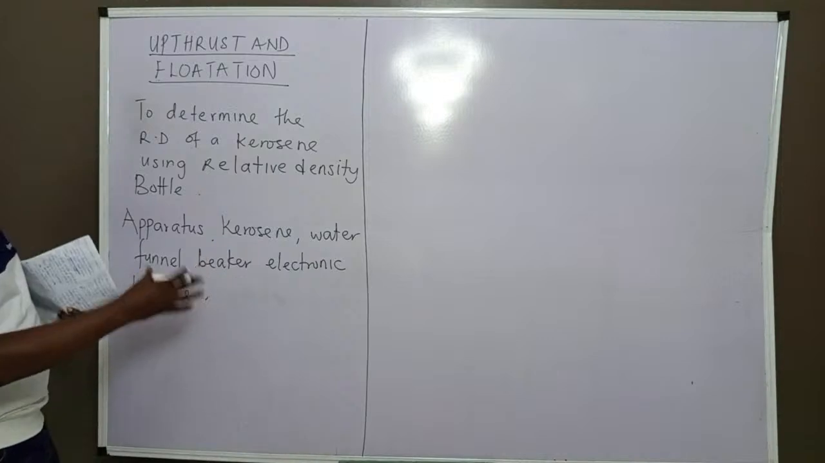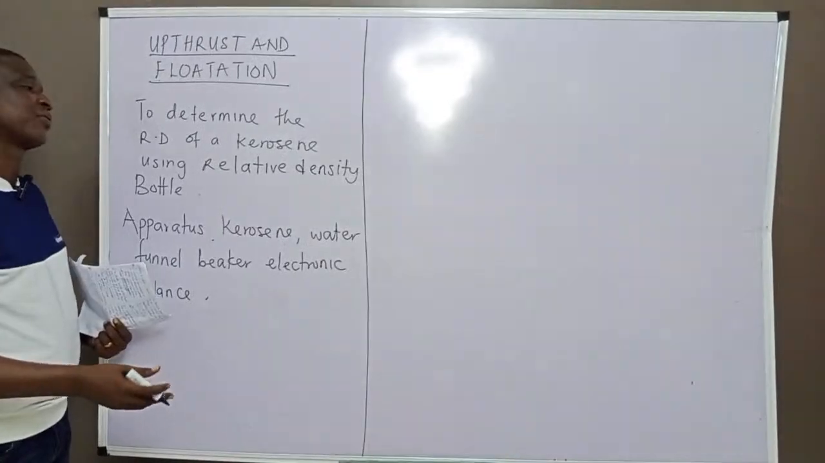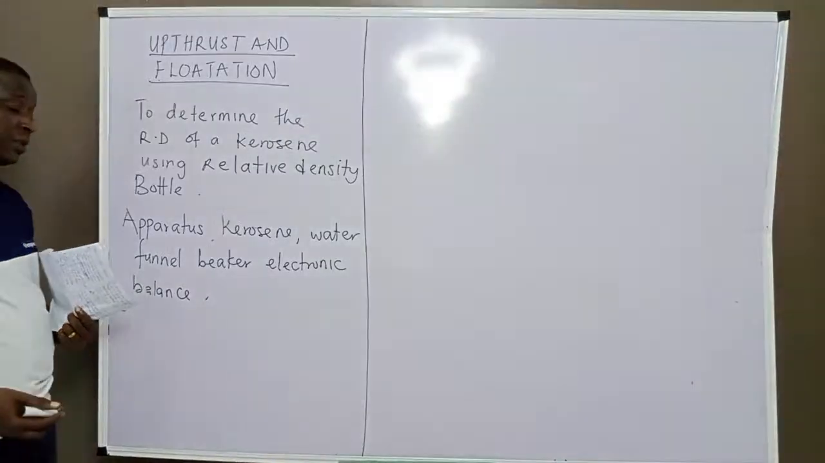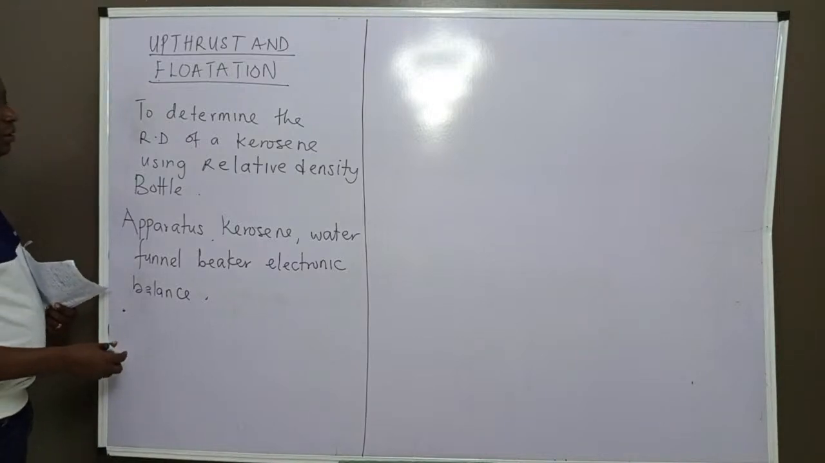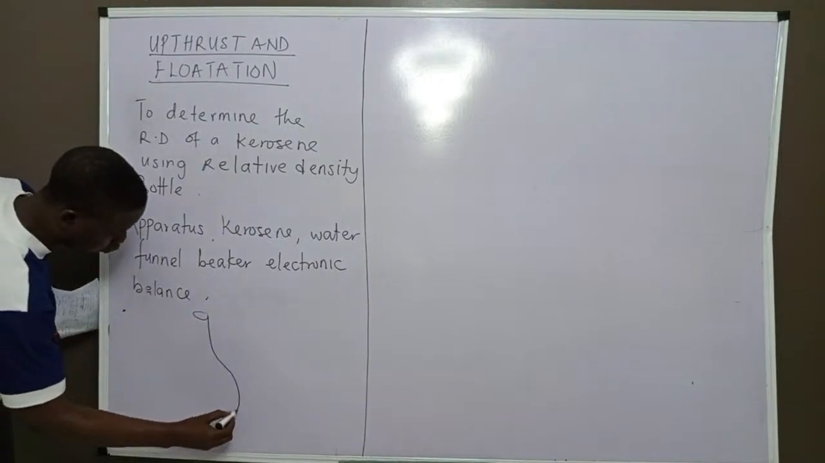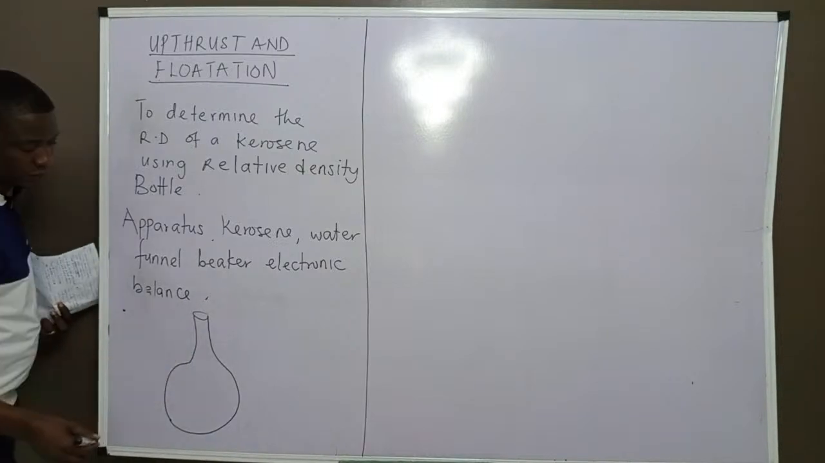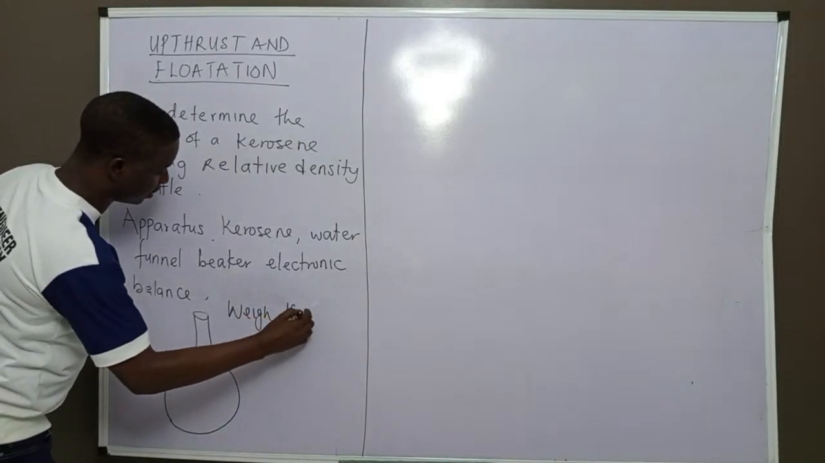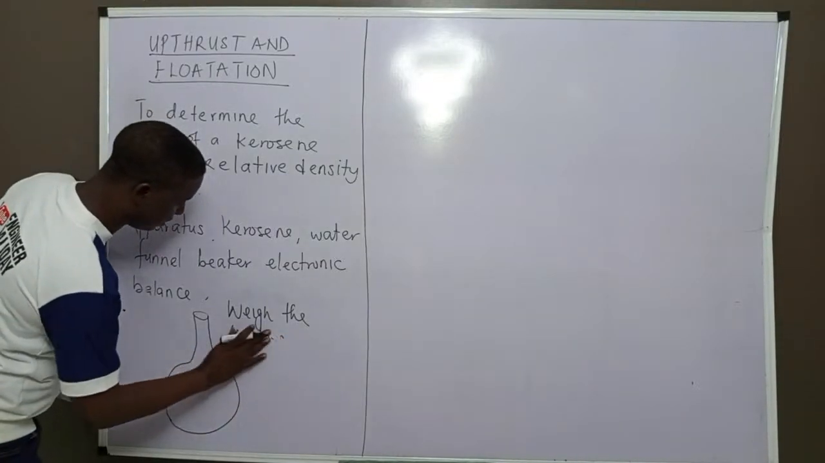Now, this particular one, I want to talk about it because JAMB, A-level exams, SAT also, sometimes Cambridge exams, they set questions that relate to this aspect. And also SSCE and other related exams. Now, first thing you do is to have your bottle. Your bottle will be weighed. You weigh the relative density bottle.